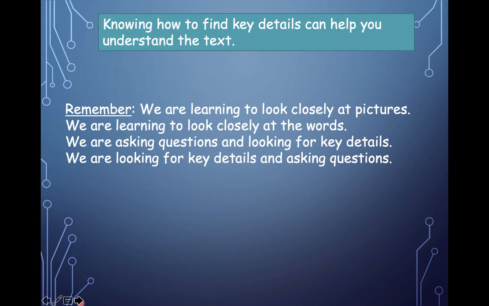Knowing how to find key details can help you understand the text. Remember, we're learning to look closely at pictures. We're learning to look closely at words. We're asking questions, looking for key details. We're looking for key details and asking questions. These things work together so that you can learn and understand.